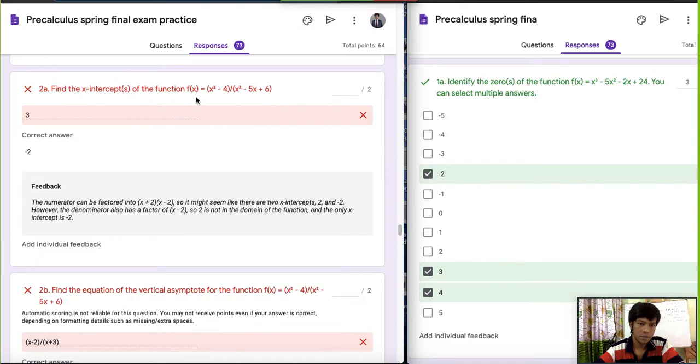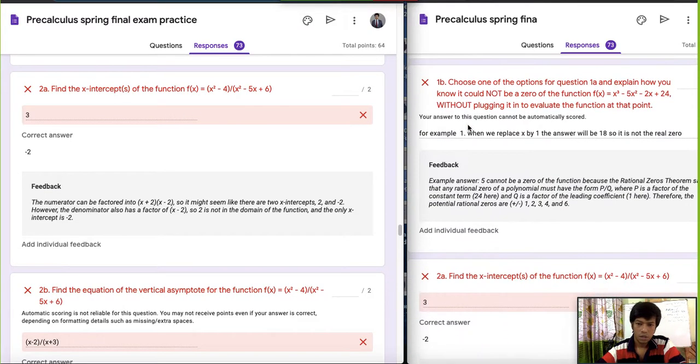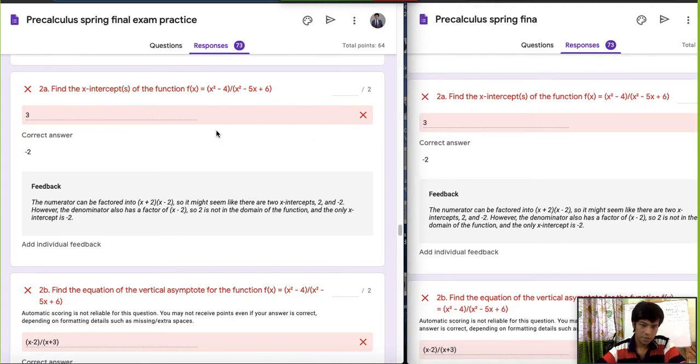Next question. This is find the intercept. Find the x-intercept of the function. Find the x-intercept of the function. So x-intercept. Okay, let's do it.